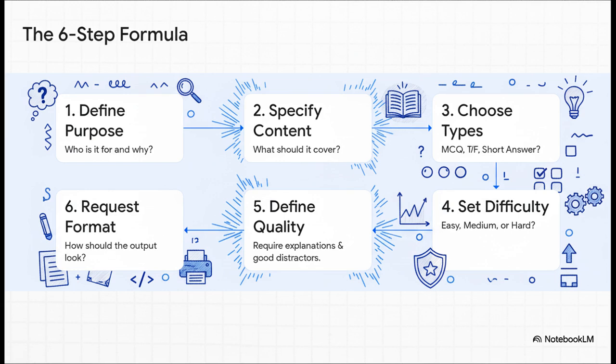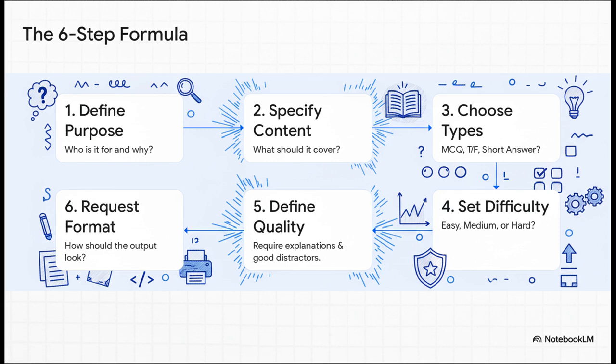Step 2, get specific on the content. What exact facts, concepts, or skills are you testing? Don't be vague. Step 3, choose your question types. Multiple choice, true/false, fill in the blank, mix it up. Step 4, set the difficulty. Are you just checking for basic recall, or do you want to push them to analyze and evaluate? This creates what educators call desirable difficulty. It's challenging, but it's not impossible.